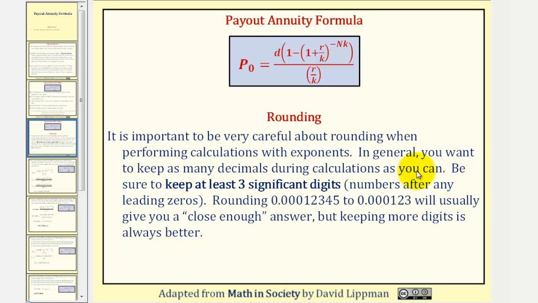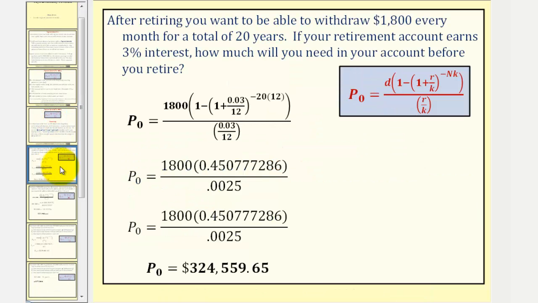Now let's take a look at 2 types of examples. After retiring, you want to be able to withdraw $1,800 every month for a total of 20 years. If your retirement account earns 3% interest, how much will you need in your account before you retire?